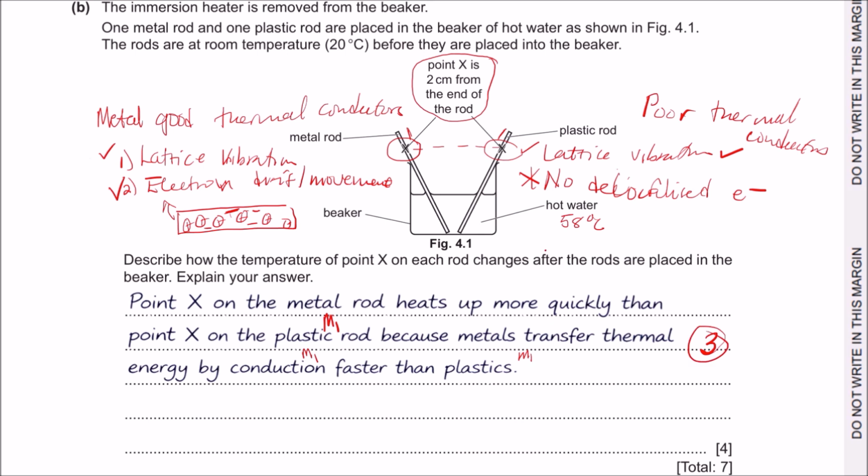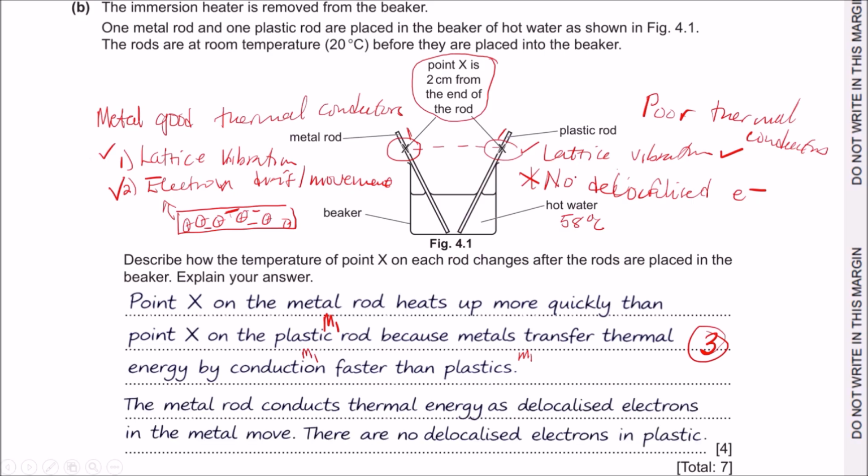Where does the 4th mark come from? I need to justify this statement where I said metals transfer thermal energy by conduction faster than plastics. Why is it so? Now I'm comparing. Metals use lattice vibration and electron drift, while non-metals only use lattice vibrations. So that will be in my concluding statement. The metal conducts thermal energy as delocalized electrons in the metal move. There are no delocalized electrons in plastic. This is my 4th mark, giving me a total of 4 marks.